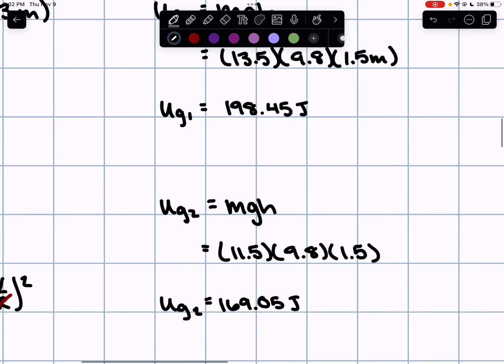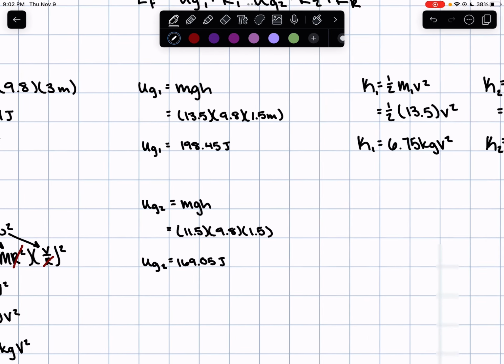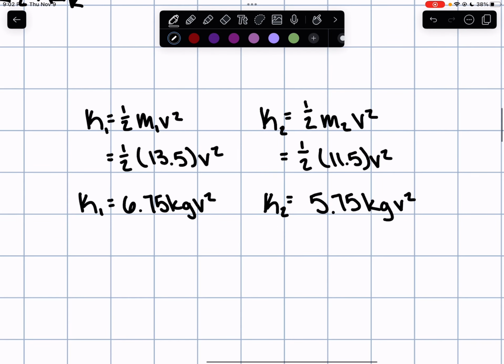For potential energy 2, we have set it equal to mgh. We use mass 2, which is 11.5, times g, which is 9.8, once again times 1.5. Plug it into our calculator and get 169.05 joules. Now we can finally solve for our two kinetic energies.